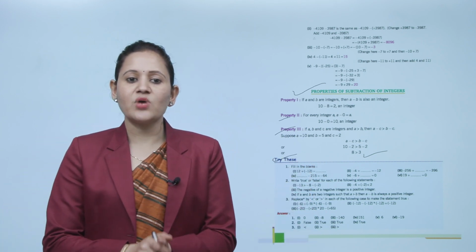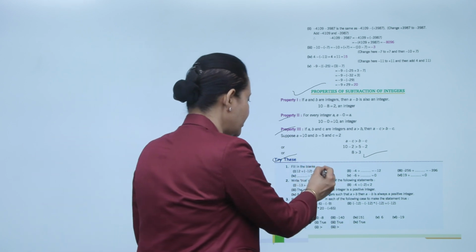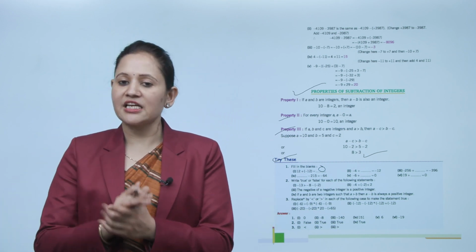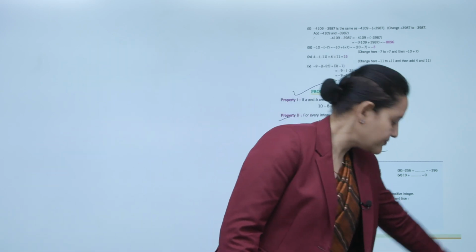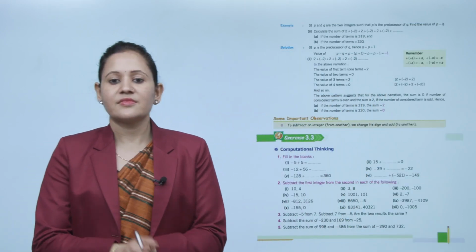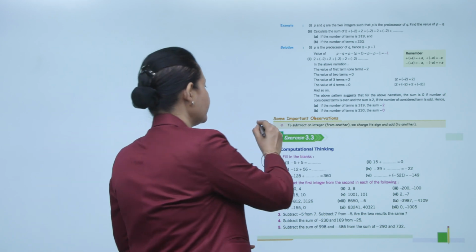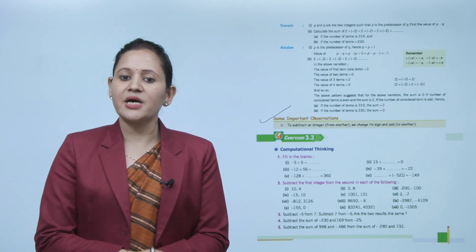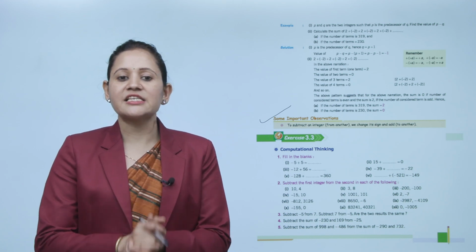Fill in the blanks. 12 plus -12 is equal to 0, because one is positive and another is negative and their numerical values are the same. Next are some important observations. To subtract an integer from another, we change the sign and add to another. Next is exercise 3.3.